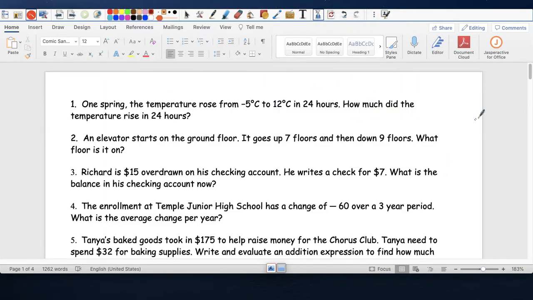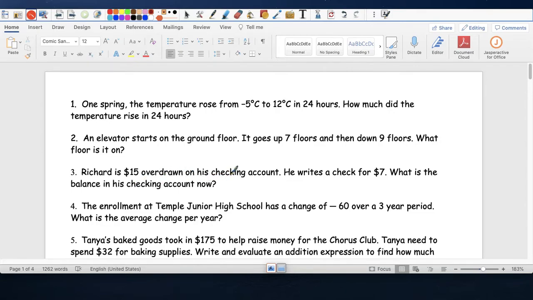An elevator starts at the ground floor, it goes up. So let's represent the situation here using integers. Starting on the ground floor, it means that you're at 0. It goes up 7, so plus 7, right, because it's going up. And then down 9. Now the down 9, you can actually write it as plus -9. Or if you wanted to do 0 plus 7 and then minus 9, that's also okay. So you have two ways you can write that problem. Now, 0 plus 7 is 7, and 7 plus -9 is just -2. So what floor are you on? On the second floor below the ground.